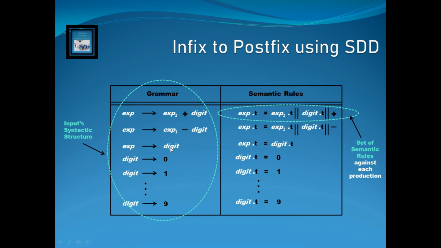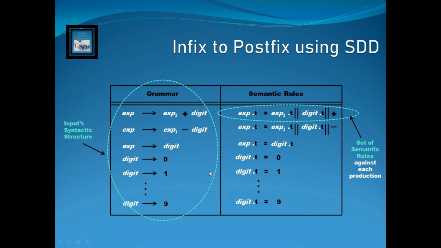Similarly, when expression can have the form of digit, then its postfix form is equal to the postfix form of digit. And when digit can have the form of 0, then simply it means that its postfix form will also be 0, as we have learned earlier. And so on. When digit can have the form of 1, then its postfix form is 1, and so on. When digit can have the form of 9, then its postfix form is equal to 9.